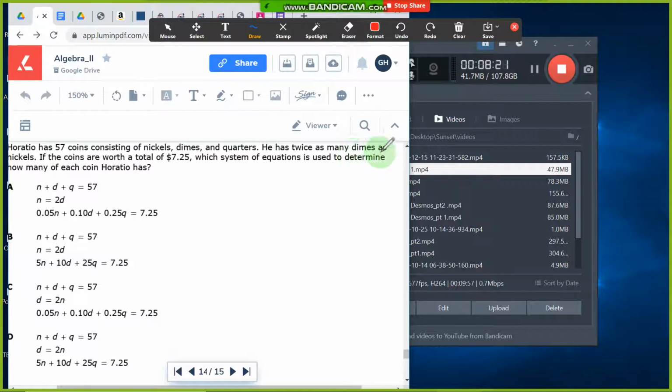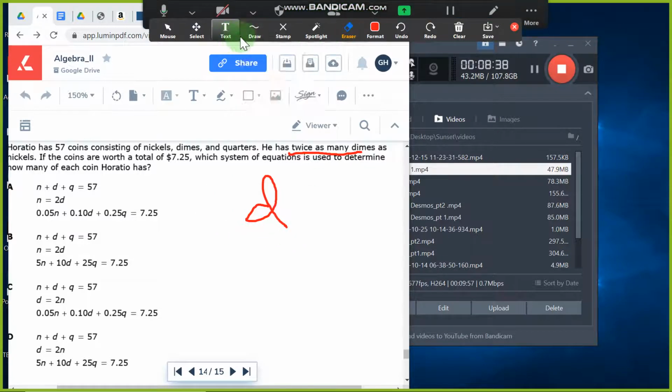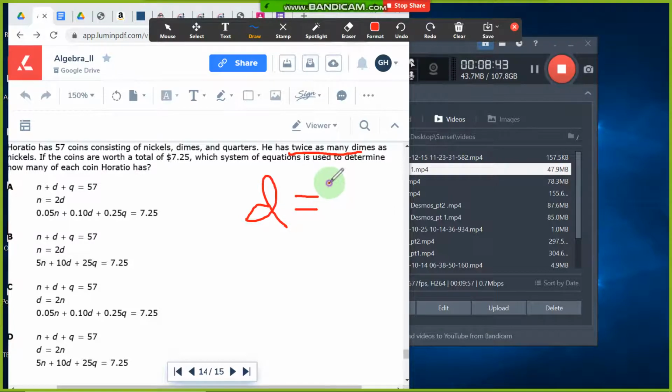He has twice as many dimes as nickels. Again, just like it sounds. How many dimes does he have? Well, he has twice as many dimes as nickels. So dimes, he has more dimes. How many more? Twice as many. So if he had 5 nickels, he'd have 10 dimes. 4 nickels, 8 dimes, twice as many. So dimes equals 2 nickels.